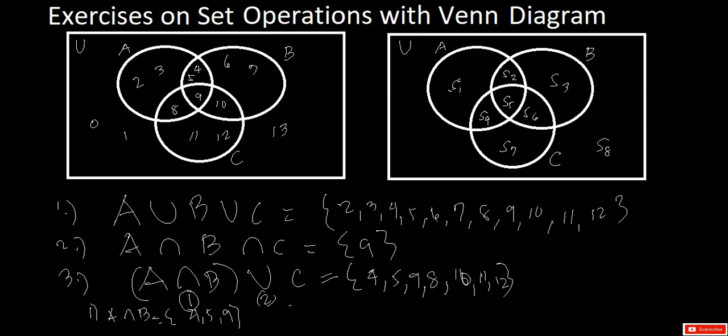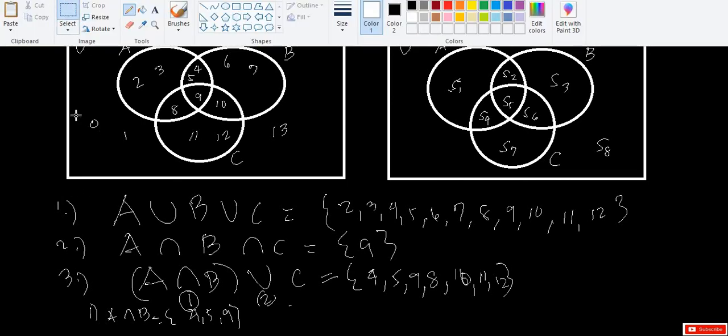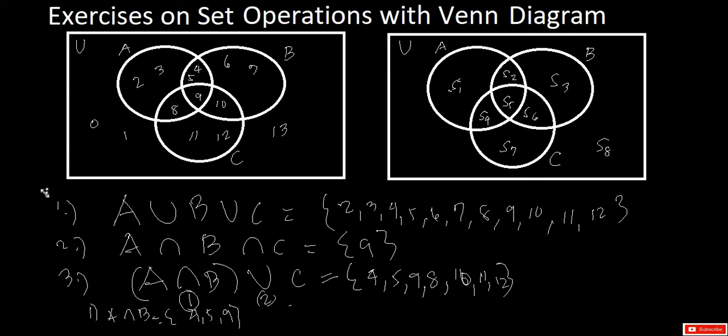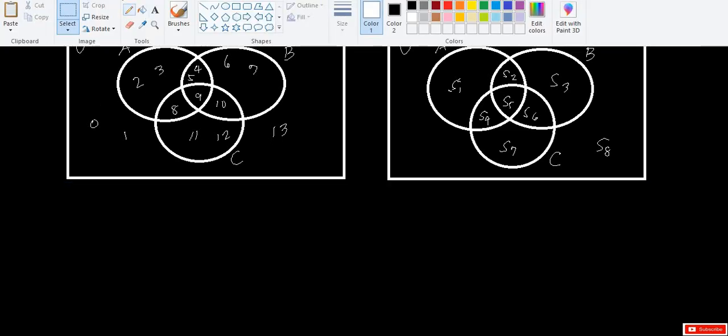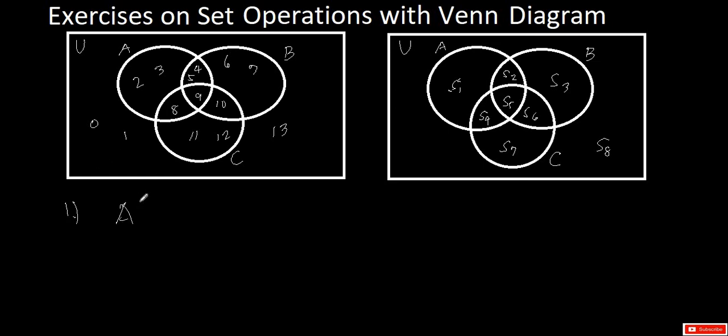Okay, let's have another more complicated problem on set operations. Let's try this: A complement union C complement. What are the steps here? We have 3 steps. In the first step, we perform the operation complement of set A. In step 2, we take the complement of set C. And step 3 is our final operation, our main operation.